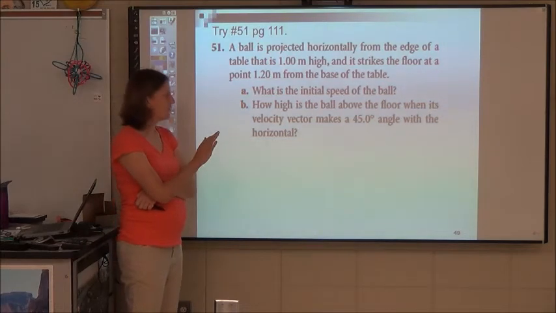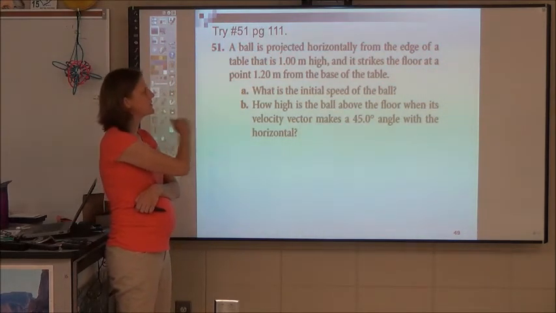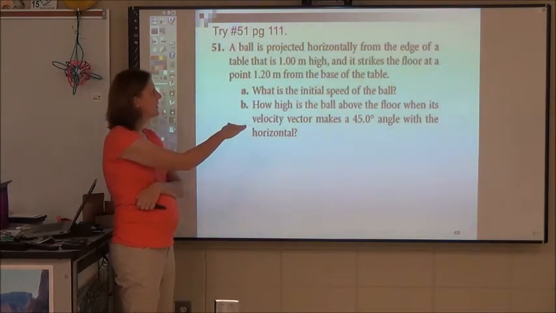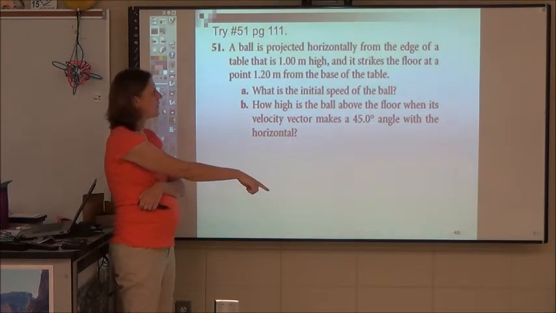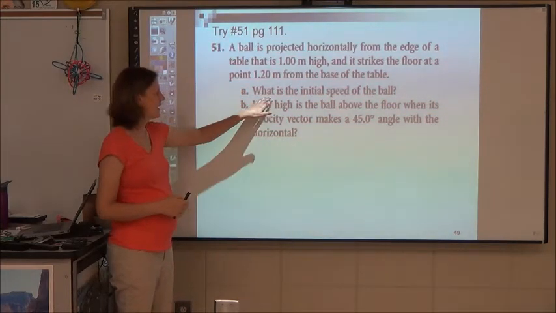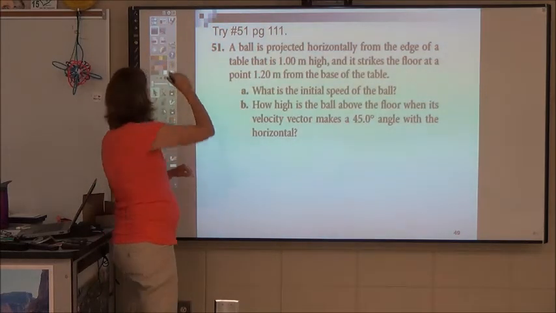Okay, one more time. Ball projected horizontally off the edge of a table, strikes the floor 1.2 meters from the base of the table. Let's just start with A. What's the initial speed of the ball?